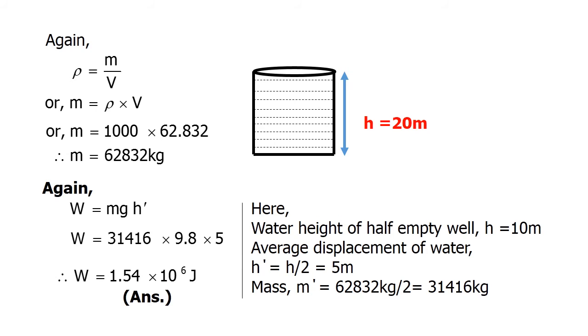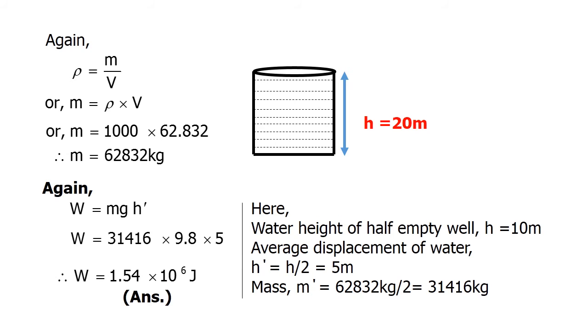Now we have to calculate the mass of the water in the deep well. So we will use the formula rho equals m by v. From the formula we can write m equals rho into v. Here rho is the density, v is the volume. We know the density of water is 1000 and we have already calculated the volume 62.832. Putting the values of rho and v, we will get the mass 62.832 kg. Now the main factor of the math is to calculate the average displacement.